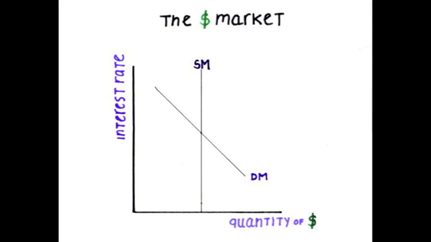The supply of money line is a vertical line. It is vertical because it is unaffected by interest rates, which, if you recall, is on the y-axis.